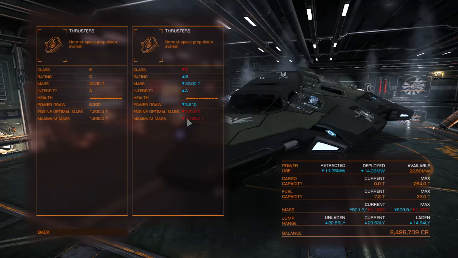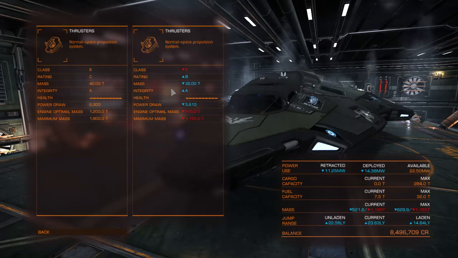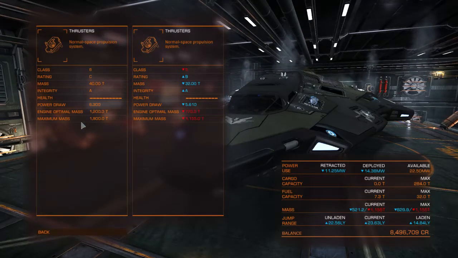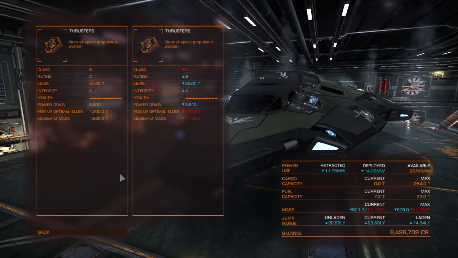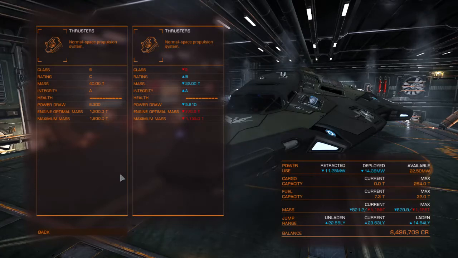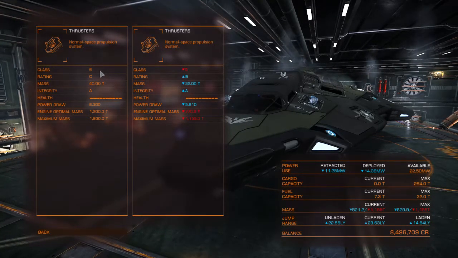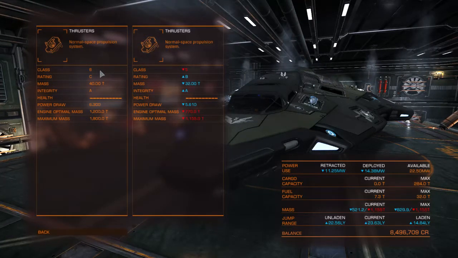Now, does that mean this part here is going to make the ship more maneuverable than this part here? That's kind of the gray area. I don't really know. I haven't tried it out myself because I've always gone by the credo that the higher the class it is, the better it's going to be, and then look at the rating.